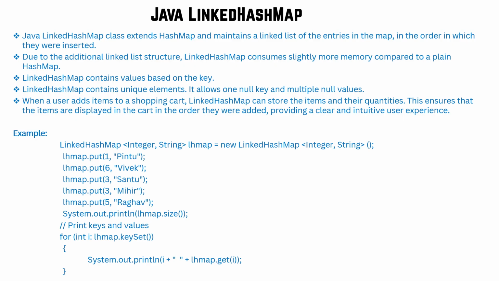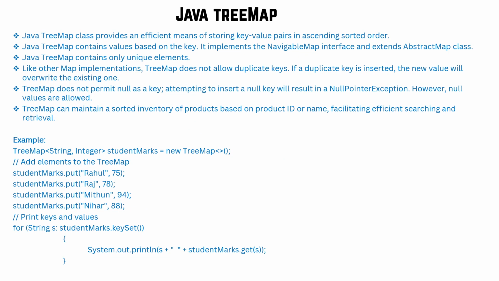Java LinkedHashMap will be a key-value pair but with the same order in which you added the entries. That is mostly the difference. And TreeMap does not allow any null key but allows null values. It allows only unique keys in key-value pair combination, but the output will be in sorted order.